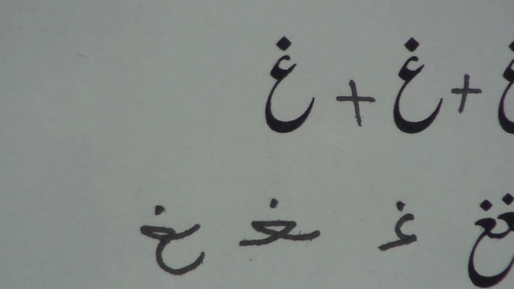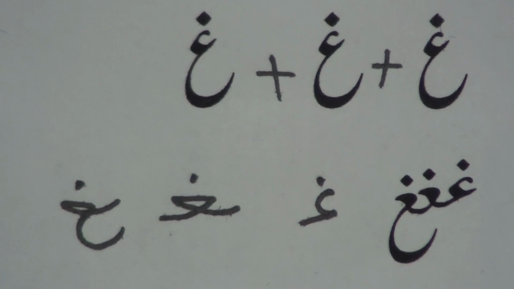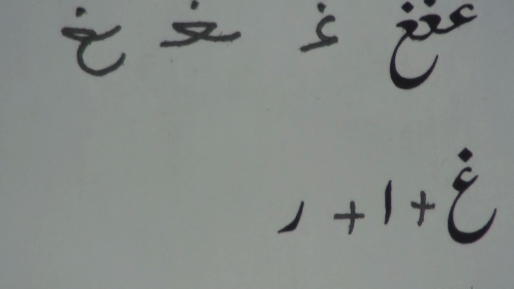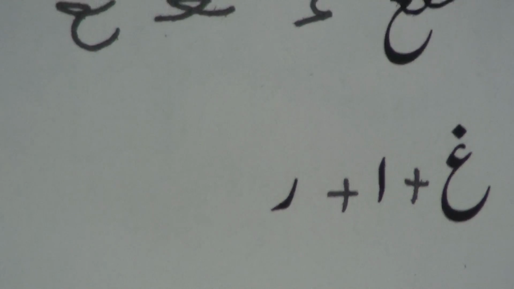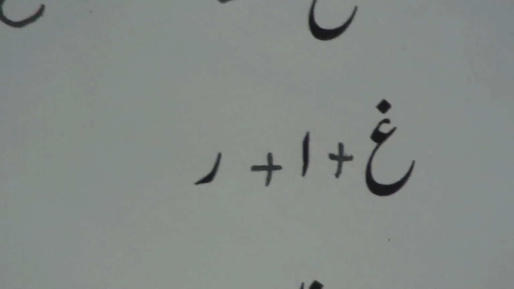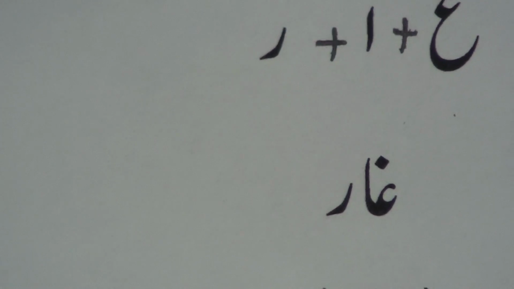So now let's see some words having this letter. Ghar, for example, ghar, ghain alif re, ghar. When joined together, it is written ghar, ghain alif gha, because alif is a non-connecting letter, so re is written separately. Ghar means cave.